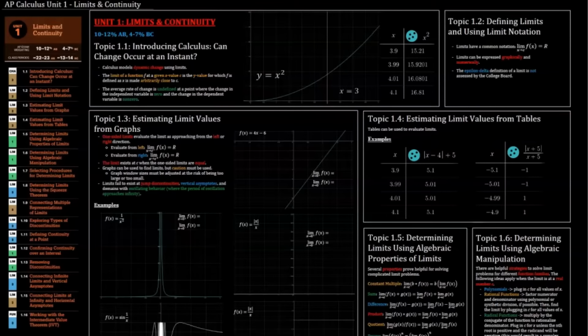This is John from PrepWorks, and I'm going to be going over everything you need to know for Unit 1, which is the largest unit of AP Calculus A, B, and BC. This section discusses limits and continuity, both of which are key to understanding later units. On the AP exam, MCQs will be about 10 to 12% limits for the AB and 4 to 7% for those of you who are in BC.